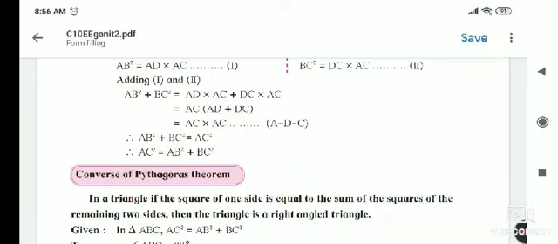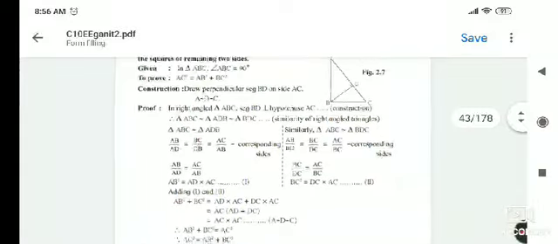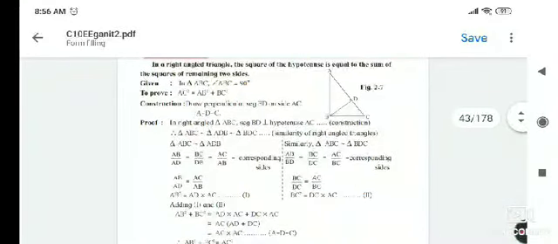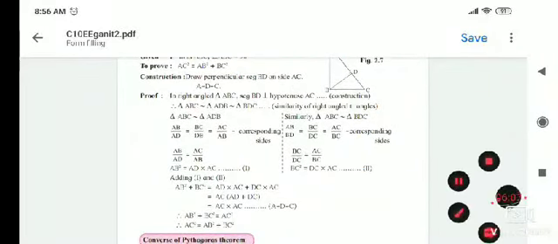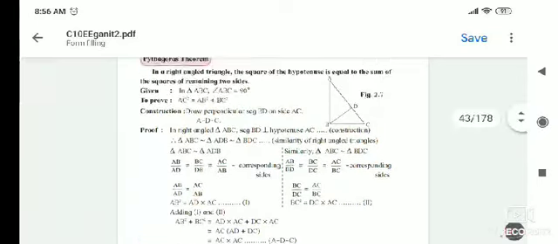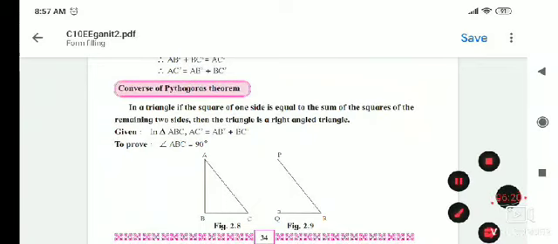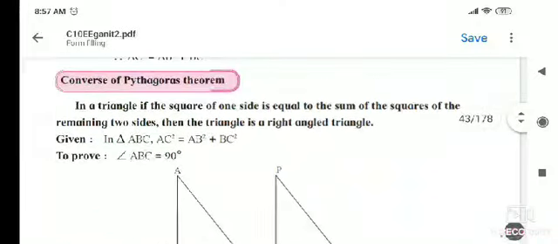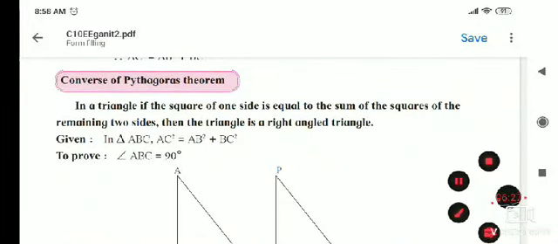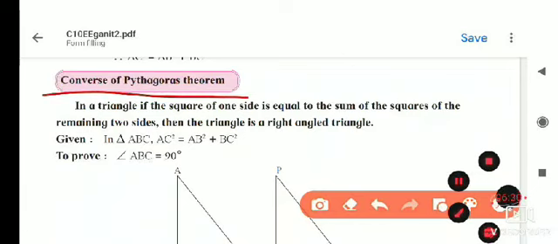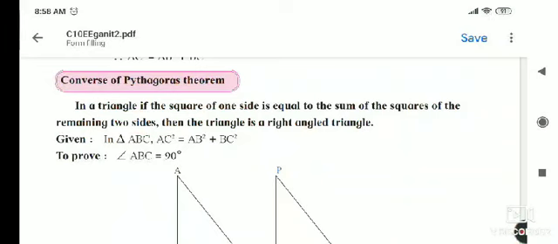Okay, in that way we have to use the similarity of right angle triangles in this triangle ABC, and we can prove the Pythagoras theorem. Now the converse of Pythagoras theorem, as I told you before, any theorem's converse will not come in the exam as a proof, but we have to use this property at the time of examples.